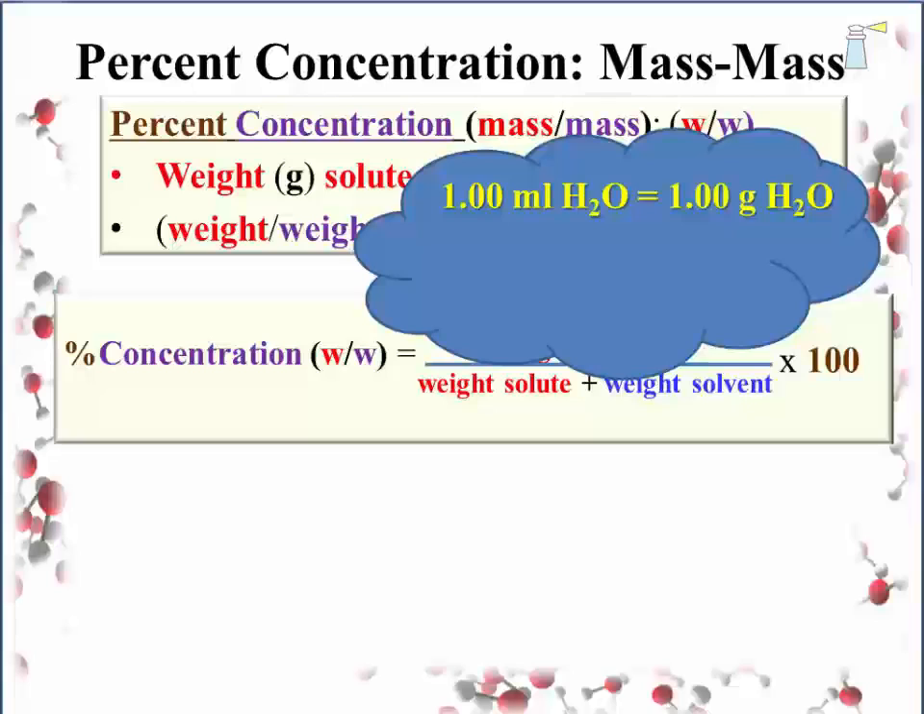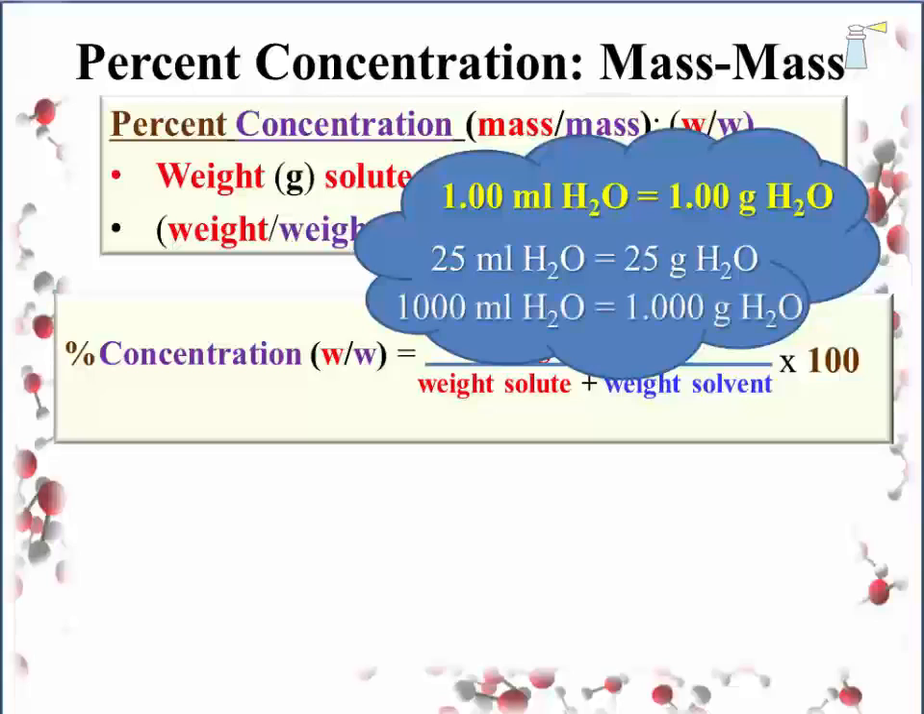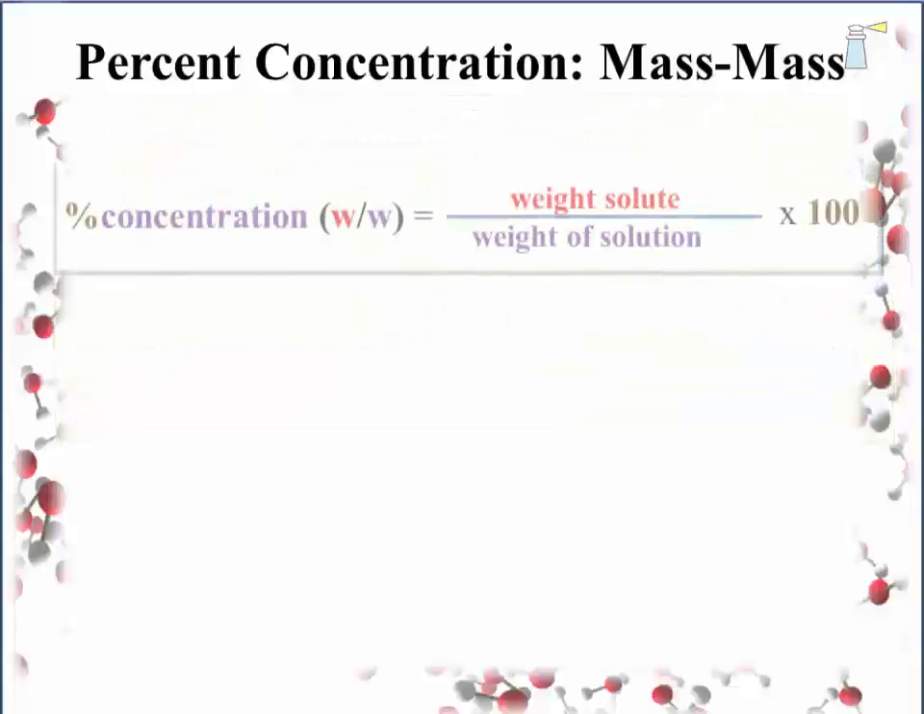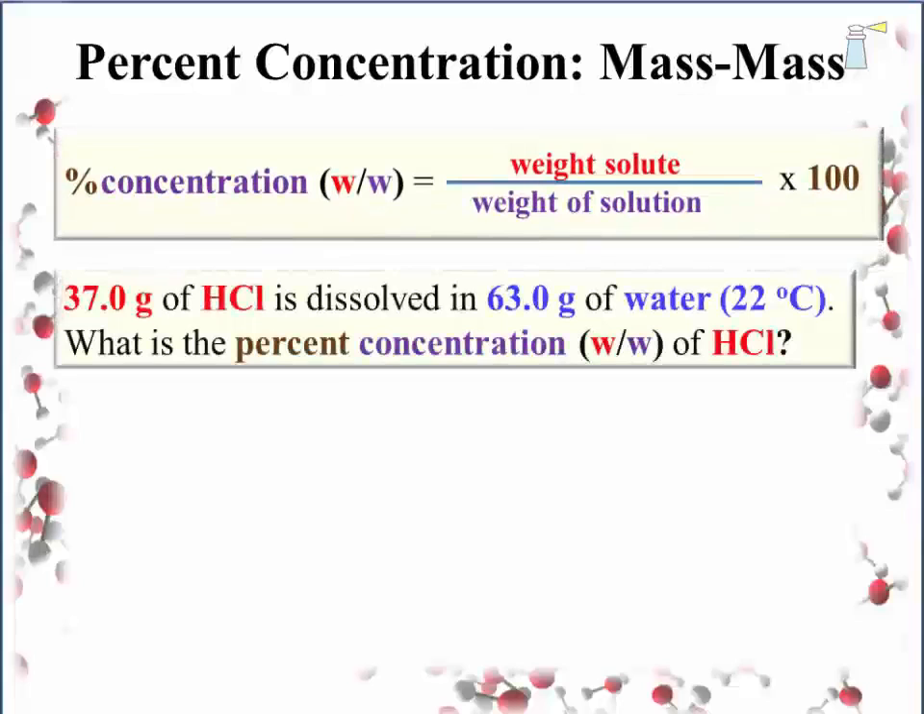1.00 mL of water is 1.00 gram of water. This comes from the density of water near room temperature. It is 1 gram per mL, so 25 mL of water is 25 grams of water. 1,000 mL or 1.00 liter of water is 1,000 grams of water. Okay, keeping this equation for percent concentration, weight to weight, let's do an example calculation.